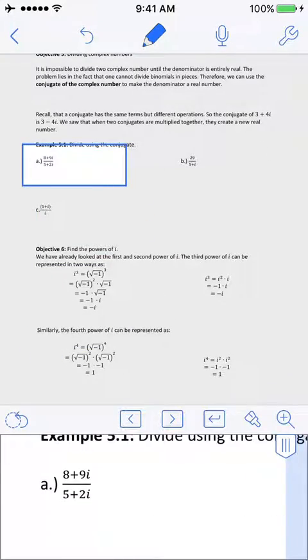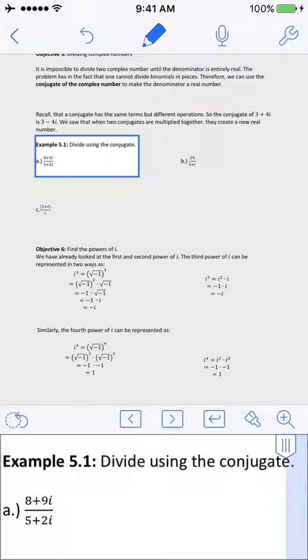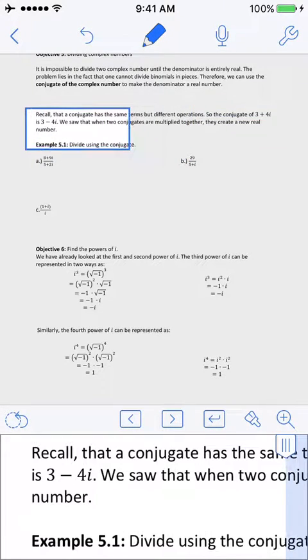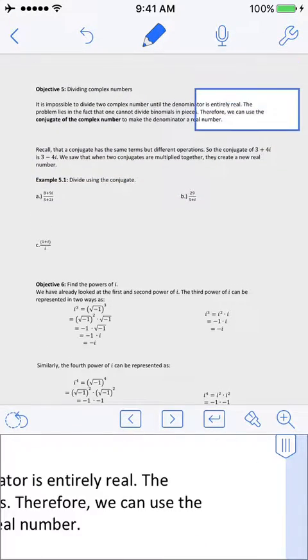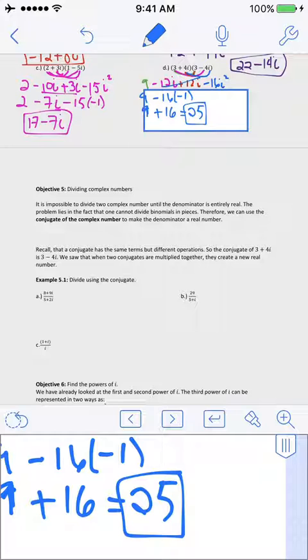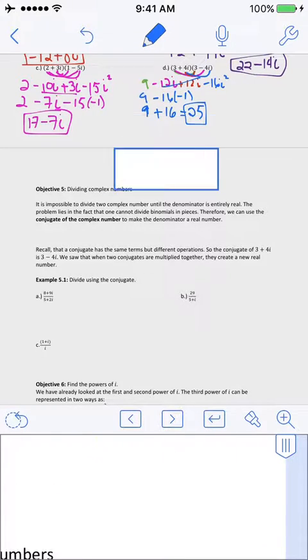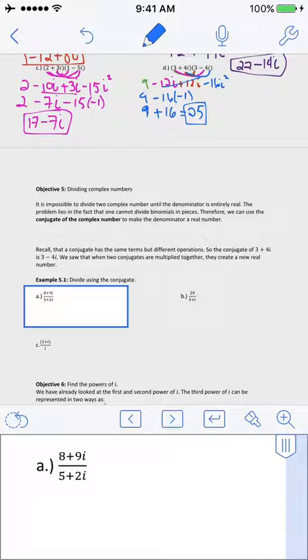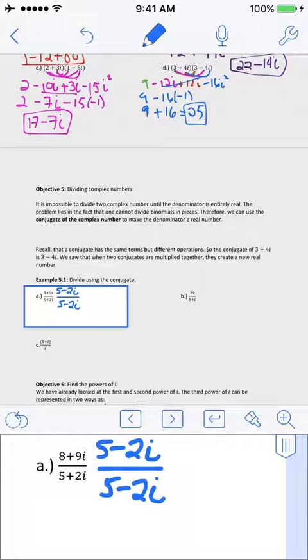Okay, let's see if we can divide these guys using their conjugate. So remember, a conjugate is 3 plus 4i, 3 minus 4i. Same terms, different sign. And when you multiply them, we saw that you end up with an entirely real number. So let's use this idea to divide these guys. Essentially, we're going to be, quote unquote, multiplying by the reciprocal, because that's how you deal with division. The reciprocal, in this case, is the conjugate. So we're going to multiply by 5 minus 2i. What I do to the bottom, I must do to the top.